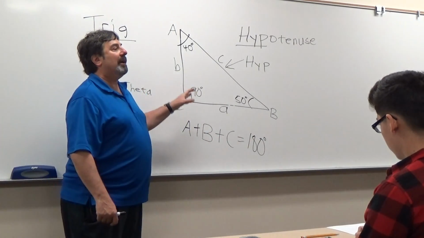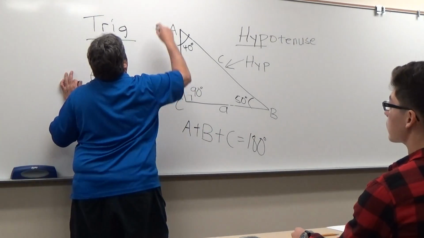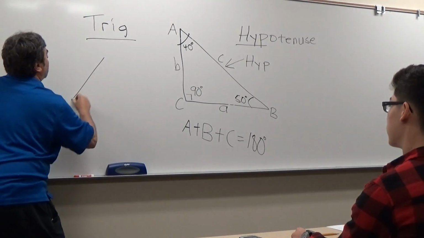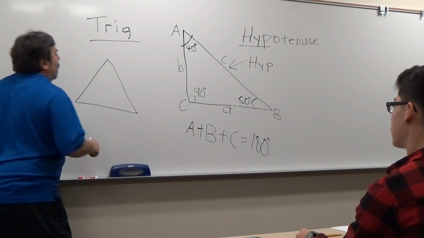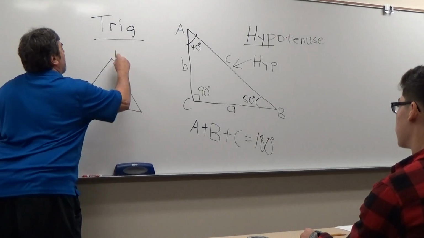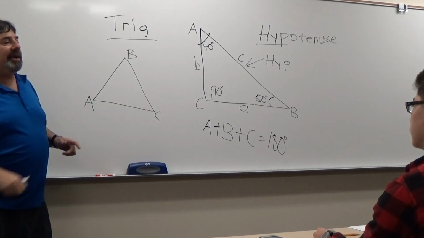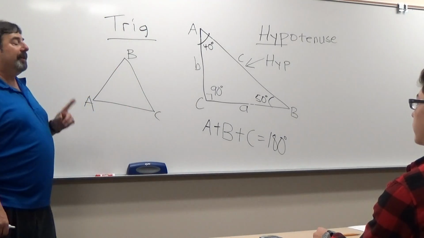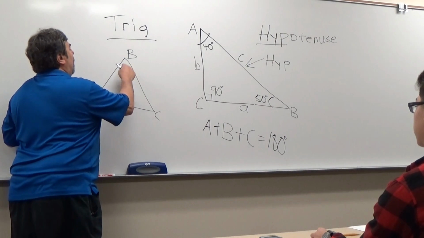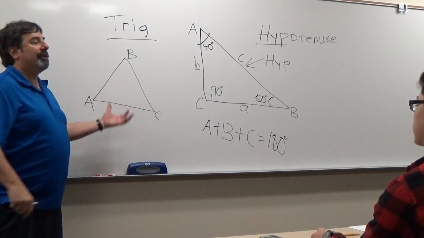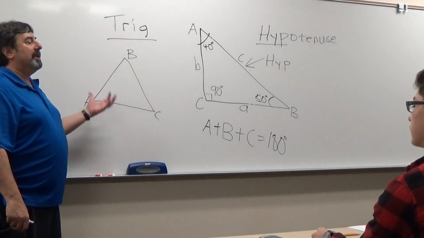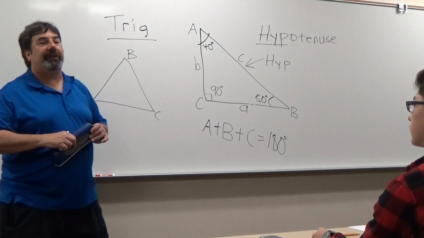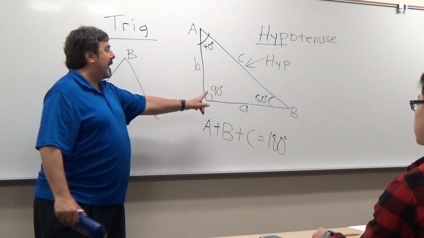Even if it's not a right triangle, let's just say if it's a triangle that looks like this. Okay? So if we label this A, B, and C, and we add up the measure of these three angles, since it's a triangle, it will always add up to 180 degrees. Even if there's no right angle in the triangle, the sum will always be 180 degrees, okay? But for our purposes, just starting out, we will be using right triangles, okay?